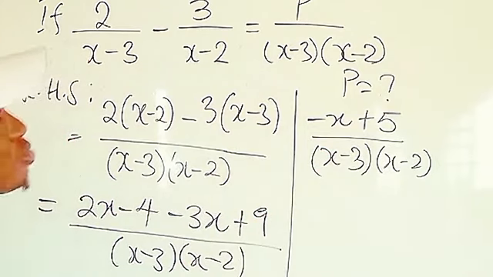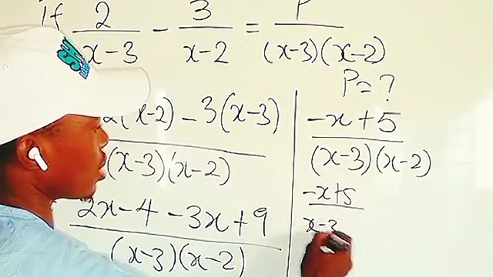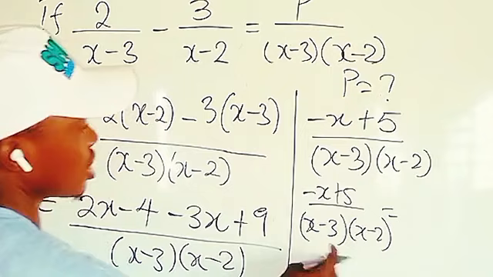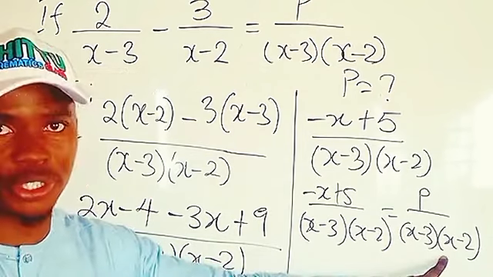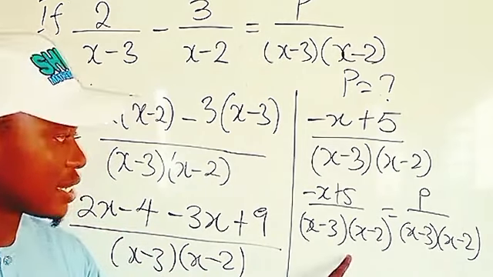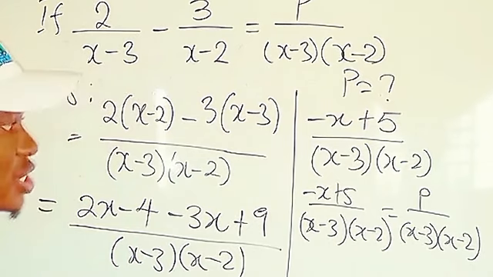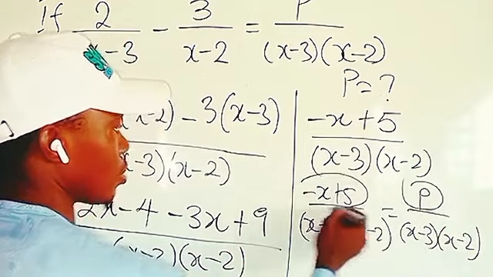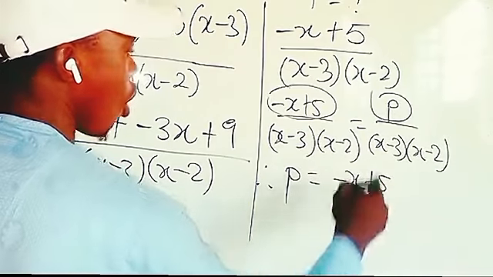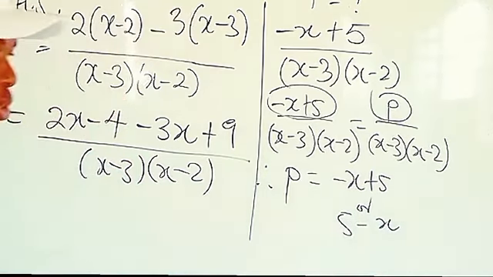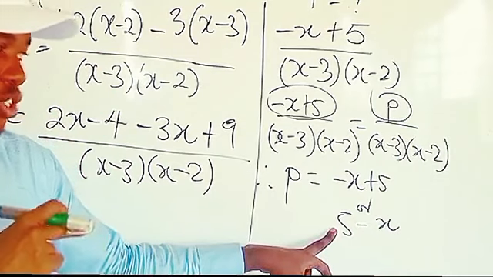So now we are going to compare this, minus x plus 5 over (x minus 3)(x minus 2) equals, so now let's bring it back. For the fact that we have these denominators the same, what we have here is the same thing as what we have here. So by comparison, this is equal to this. Therefore, the value of p is minus x plus 5, or you say 5 minus x. Depending on what you have in your options, right, as the solution.